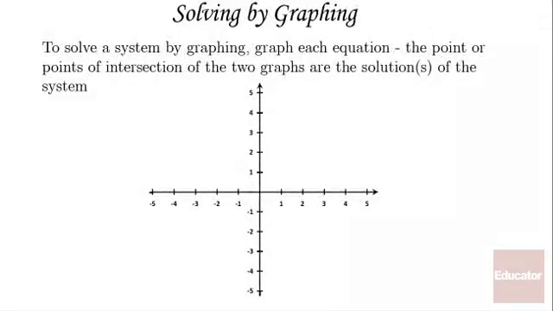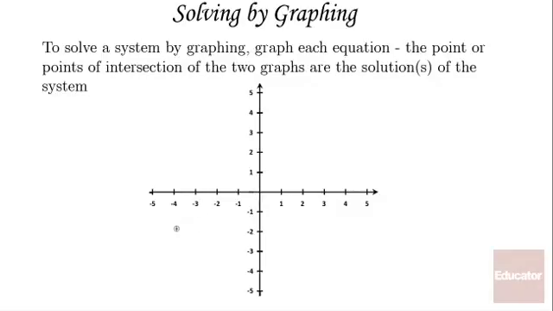There are many methods to solve equations, and the first one we're going to use is the graphing method. To solve a system by graphing, what you'll do is graph each equation. And what you'll find is that the point or points of intersection of the two graphs are the solution or solutions of the system. So there are cases where there are actually more than one solution. There can also be no solutions, but usually there will be one solution.